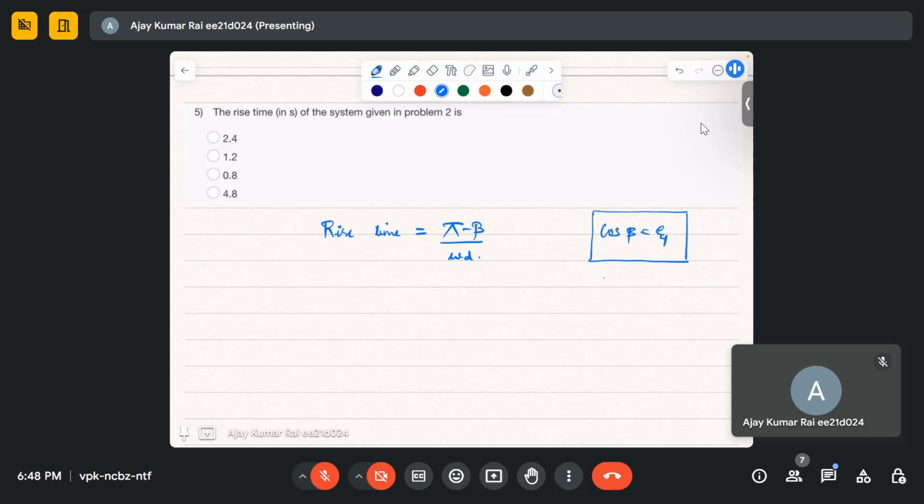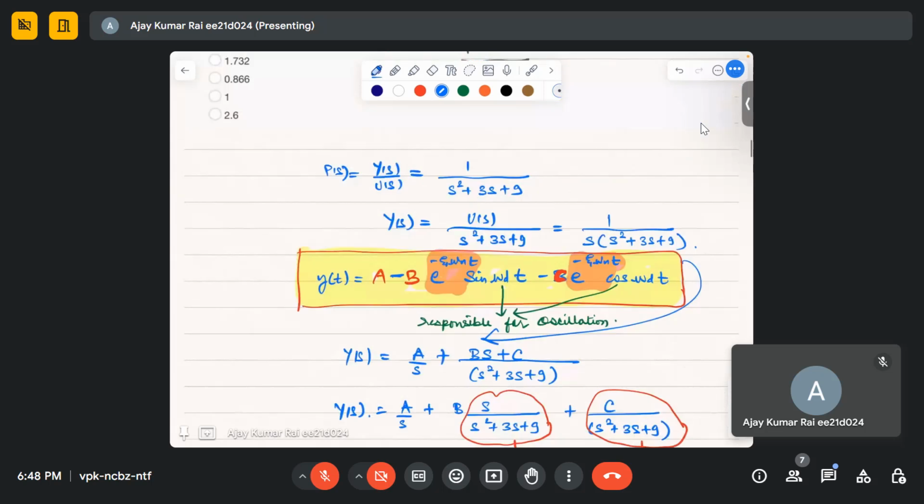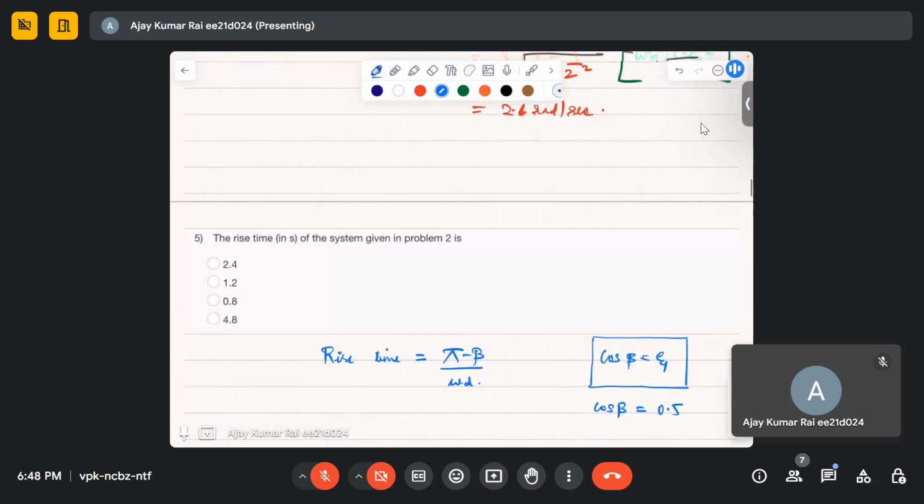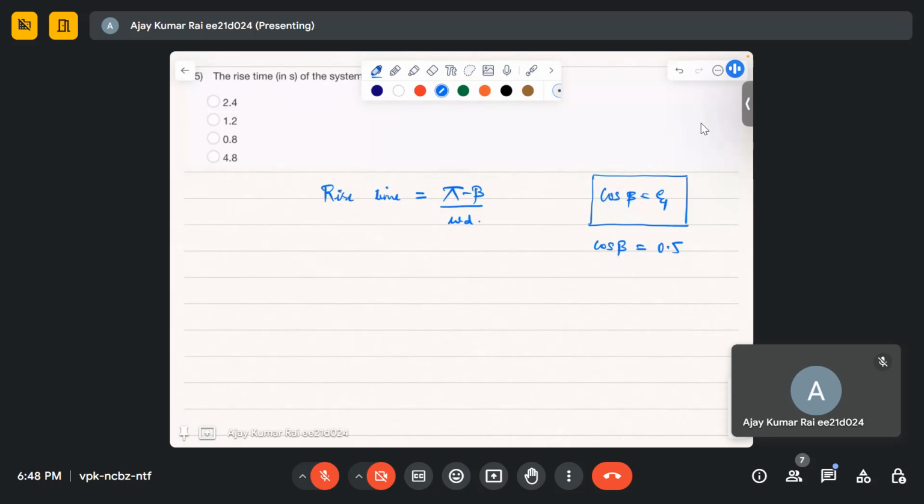Okay, so beta. Let me find out cos beta first. Zeta is 0.5, which we calculated in the previous question. So cos beta is equal to zeta, which is 0.5, and beta is cos inverse 0.5.